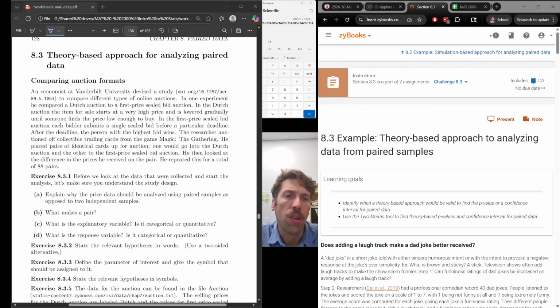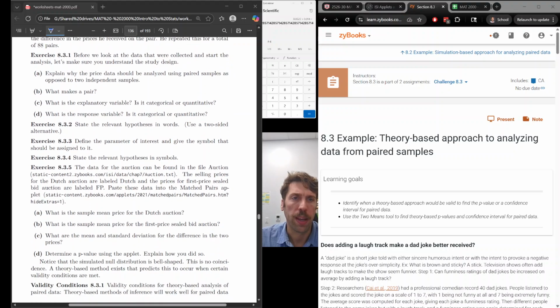Okay, so number one here, before we look at the data that we collected and start the analysis, let's make sure you understand the study design. So this is from 1A. Explain why the price should be analyzed using paired samples as opposed to two independent samples. This is a question that should be review from section 8.1. And then part B, what makes it paired, is also kind of like reviewing that concept from 8.1 in a new scenario. Same with C and D.